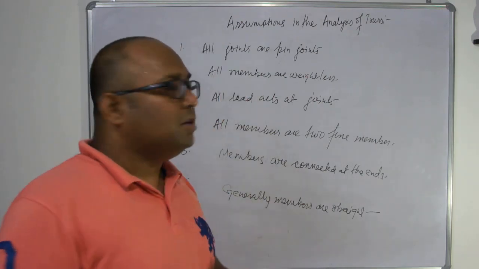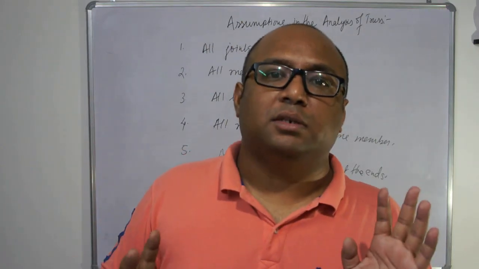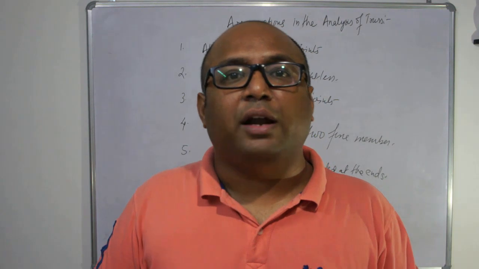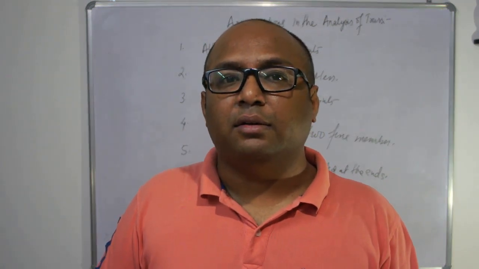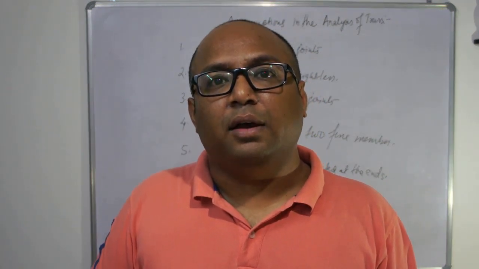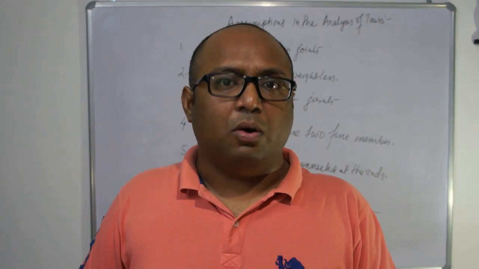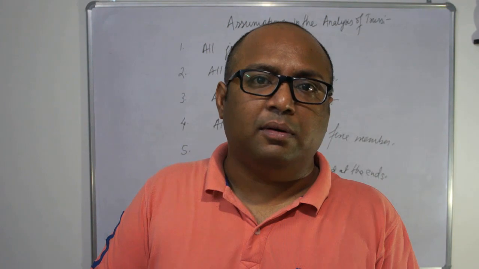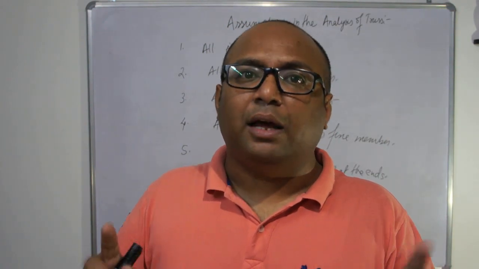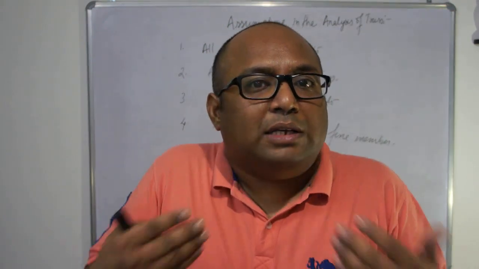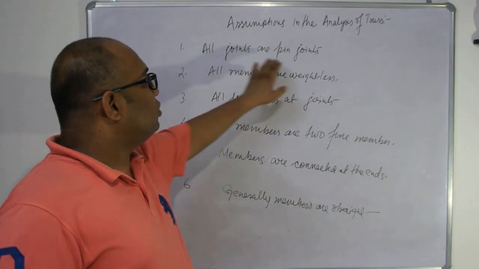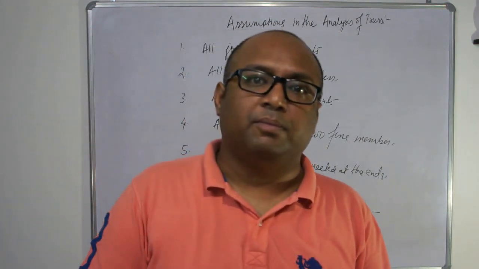The first assumption is all joints are pin joints. In reality, what do you find? If you go and see a truss, what will you find? In reality, all the joints are riveted or they may be welded, but they are not pin joints. But what is our assumption? That all the joints are pin joints.